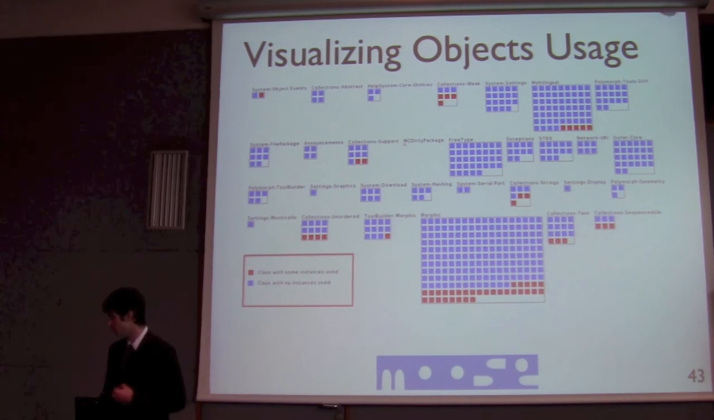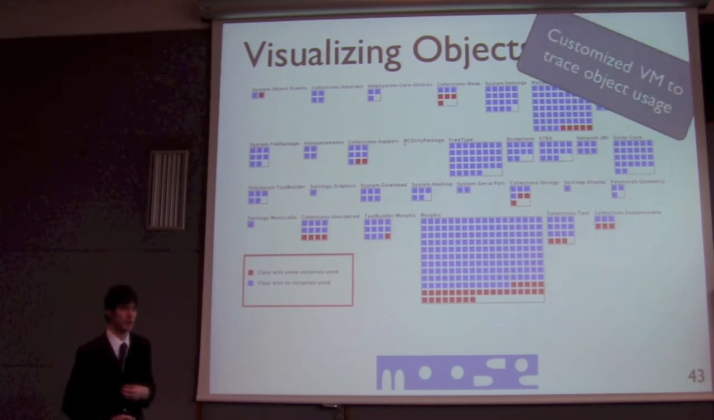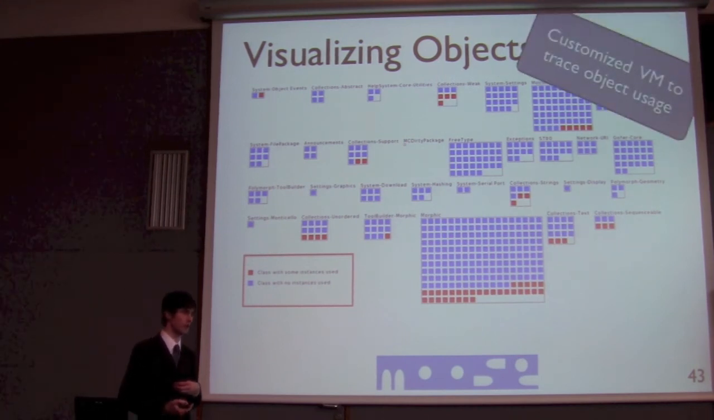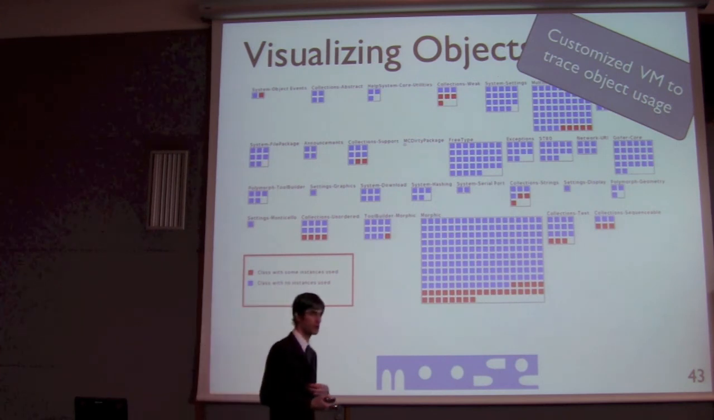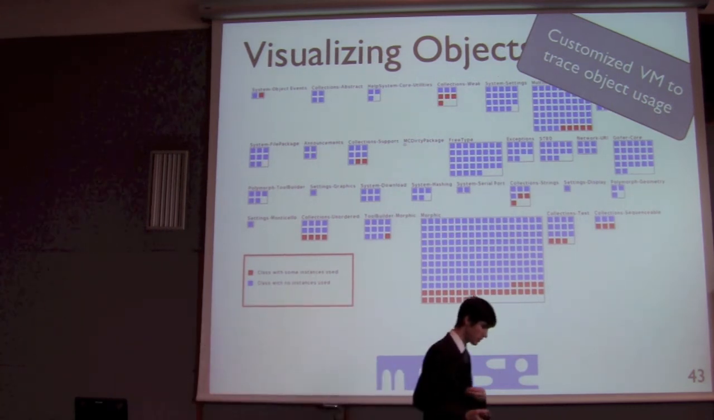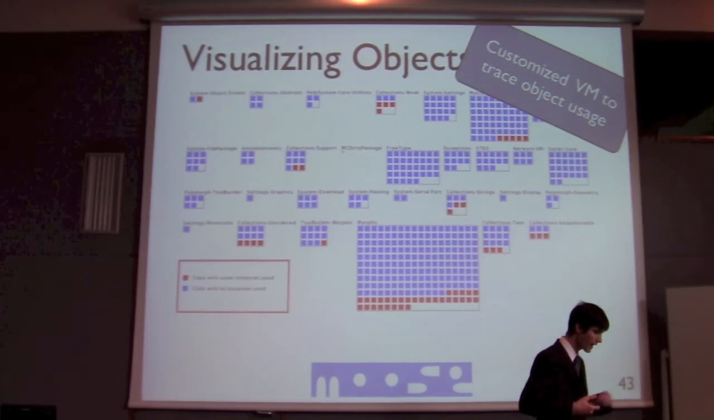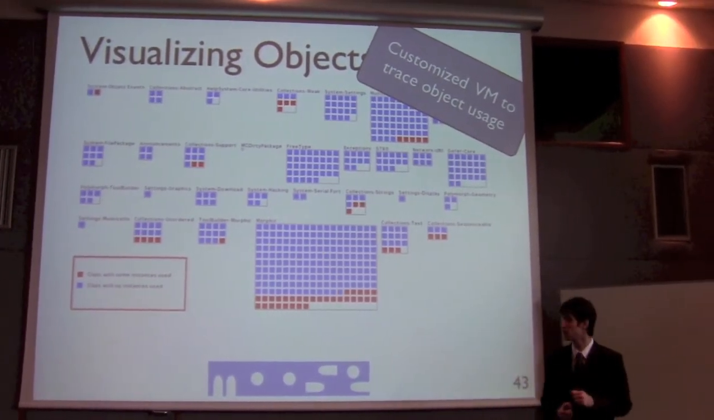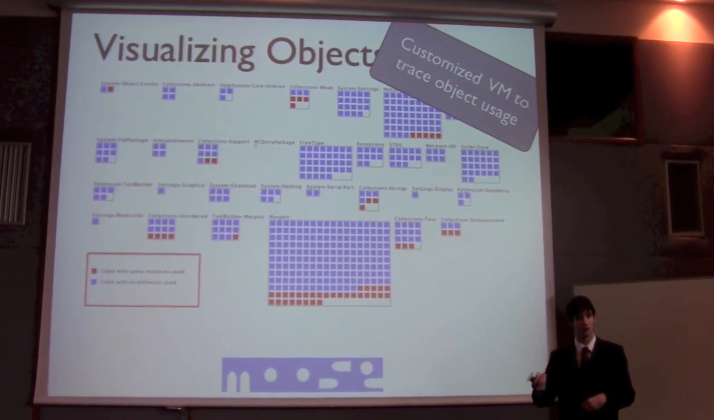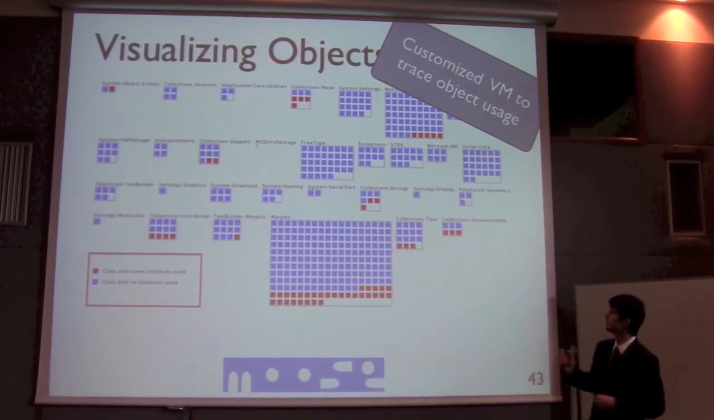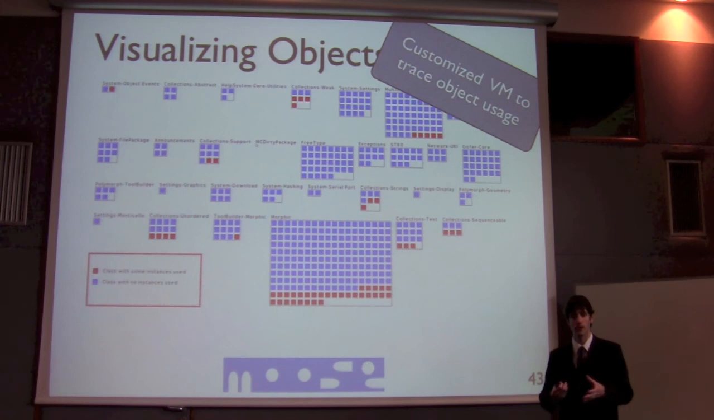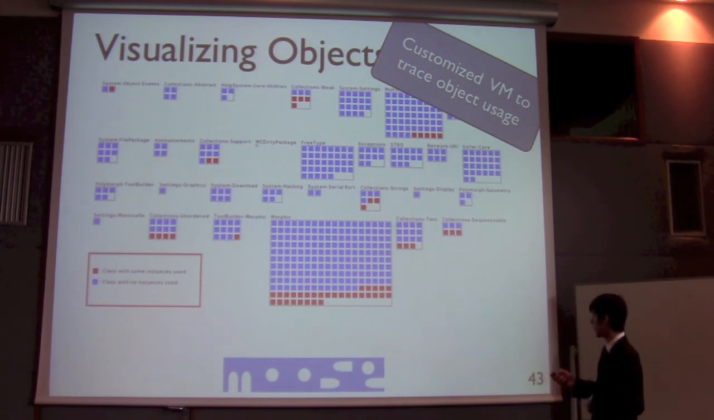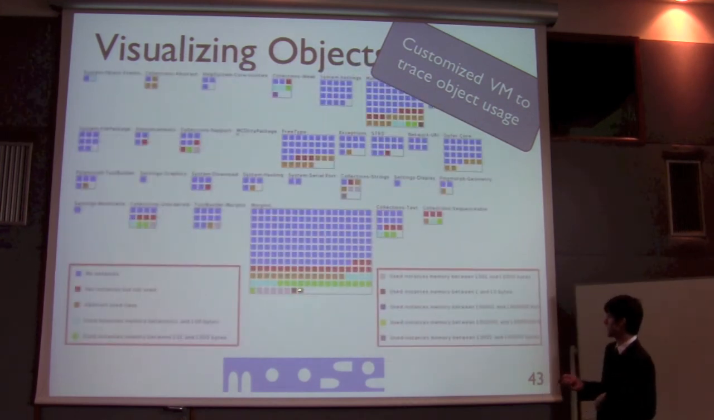To do this, we first needed a customized VM, so I have modified the virtual machine of Pharo to be able to trace object usage. Now I have a flag in the object header, and when an object receives a message, it is flagged, so I can query which objects have been used for a while. With this VM, we can continue with the automatic graph detection, and we have even better visualization.